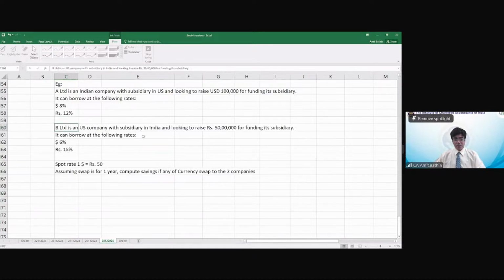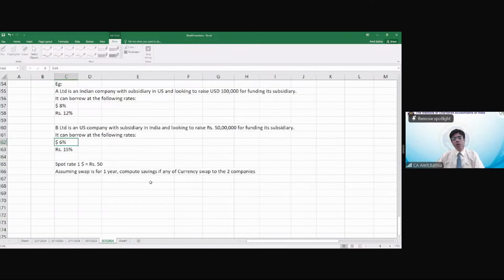Similarly, B Limited is a US company with subsidiary in India and looking to raise rupees 50 lakh for funding its subsidiary. It can borrow at the following rates. That is, if it borrows in dollars, it will cost $6% to B Limited. Now, why will it cost B Limited 6% only? Because it is a local company, right? Foreign companies generally end up having a higher cost. So it is going to have a cheaper dollar loan, but the rupee loan will obviously be dearer compared to A Limited, right? Spot rate given is $1 is 50. So assuming swap is for 1 year, compute savings, if any, of currency swap to the two companies.